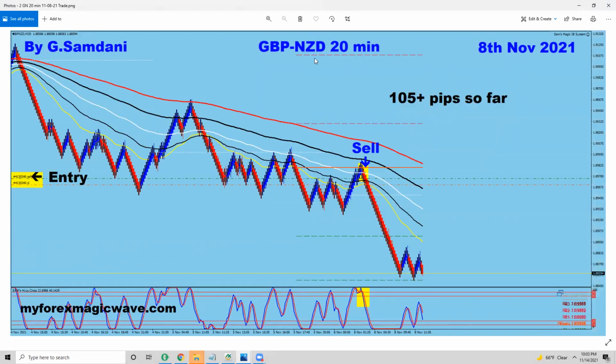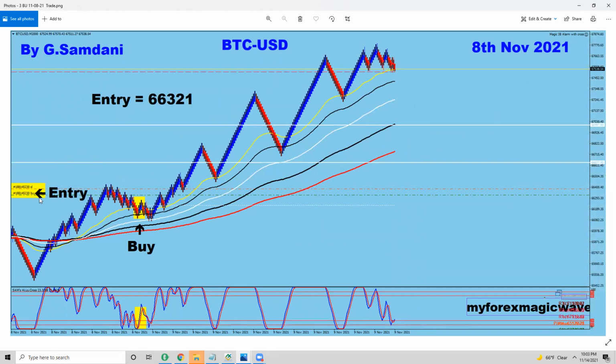This is pound newsy. You can see how nice the setup is, by the book, and sell order, SL moved to break even, 105 pips on the 8th. Then again BTC USD here, buy order here, and all the way up on the 8th to 66,630.